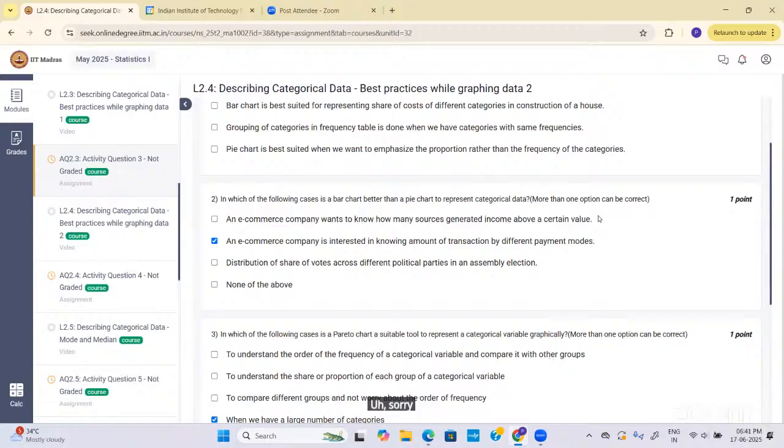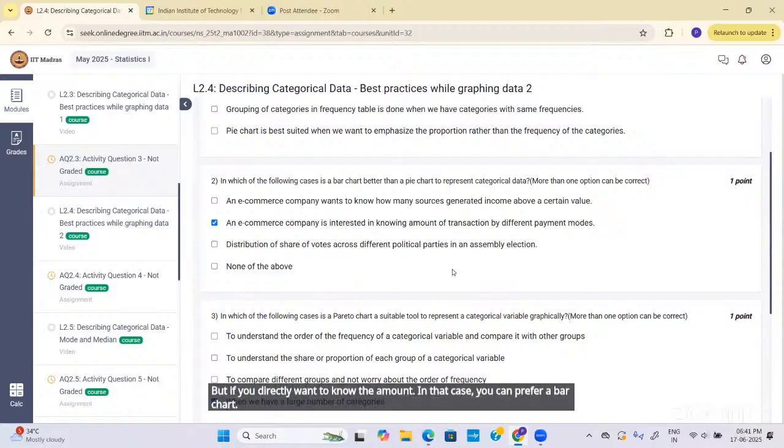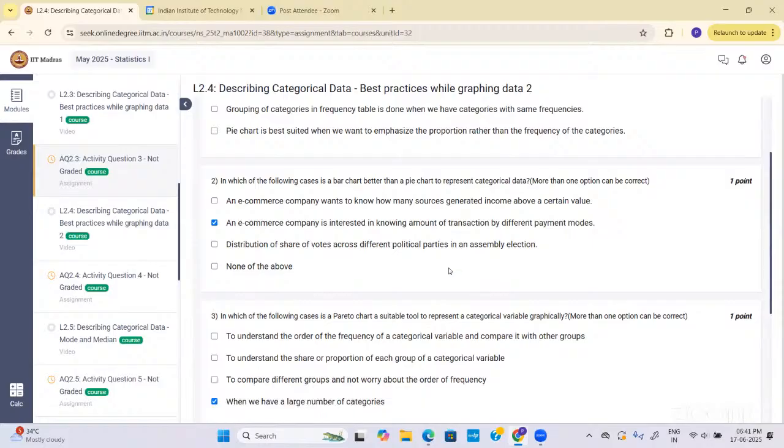Can't we express the exact amount as a percentage? You can convert it into percentage or proportion, and then you can make a pie chart as well. But if you directly want to know the amount, in that case, you can prefer a bar chart. Okay, ma'am.